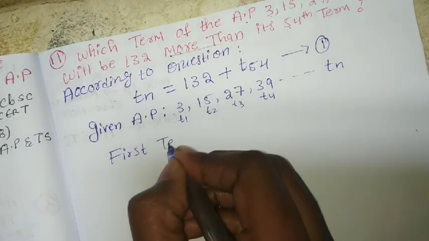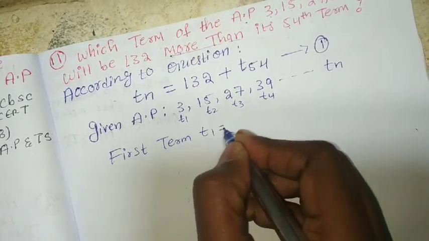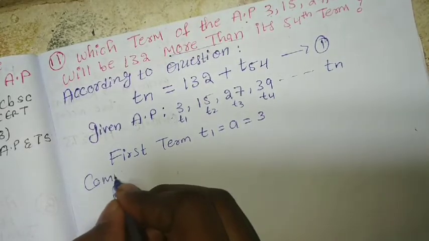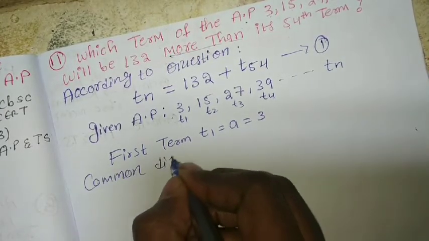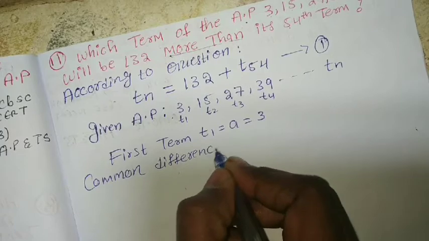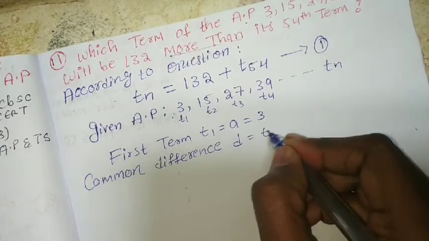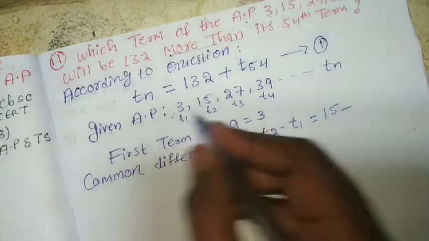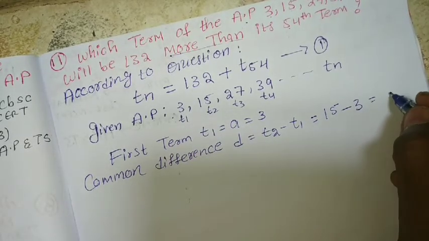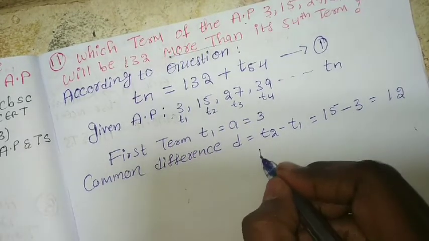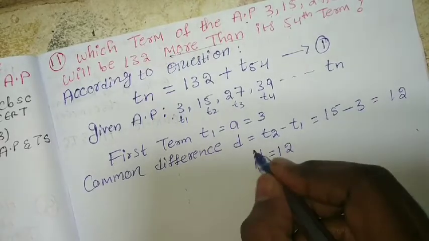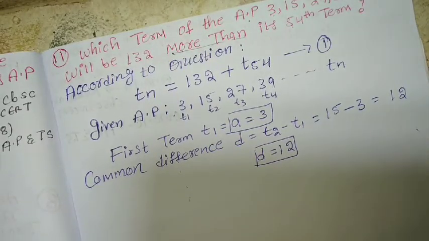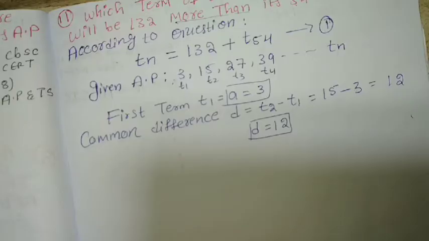What is the first term here? First term, that is T1, is equal to A, equal to 3. Let's check the common difference. Common difference D is equal to T2 minus T1. What is T2 here? 15 minus 3. What is our result? 12. So D is equal to 12, and A is 3. Understand?